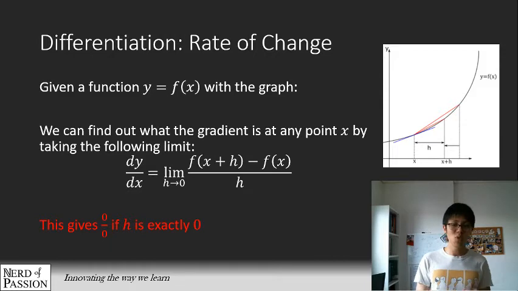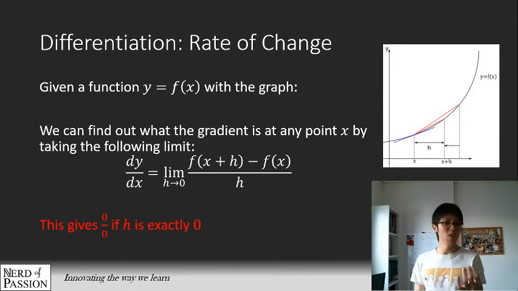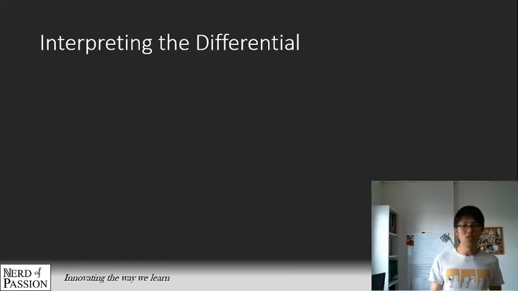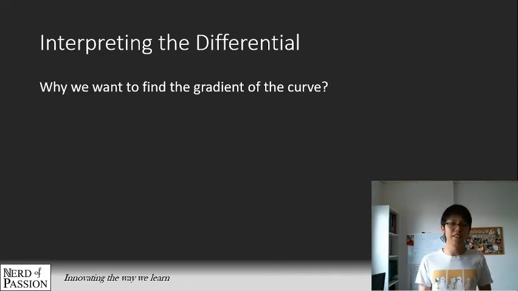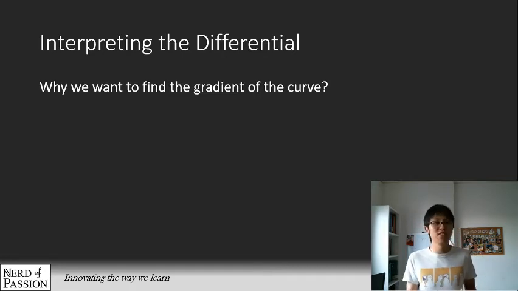So, which is why it's important now that we are taking the limit of h approaching 0, but not equal to 0. So that is why limits are really important in the study of differentiation and finding the rate of change. Okay, so of course it's natural to wonder, why do we want to find the gradient of a curve? Why do we want to find the differentiation of a function?